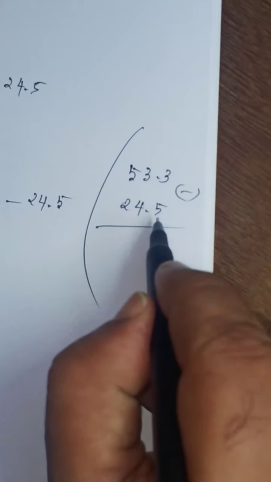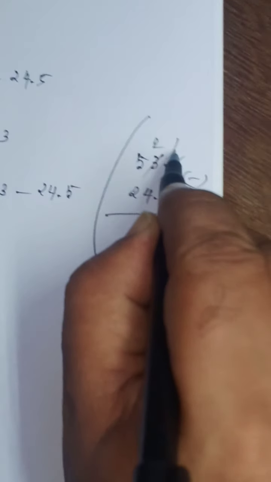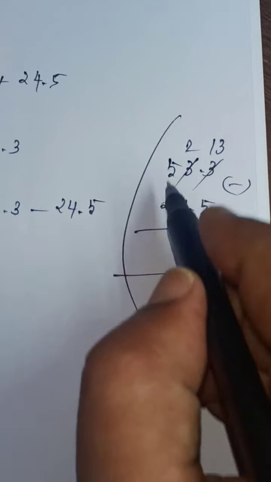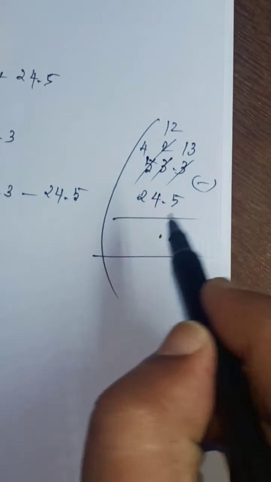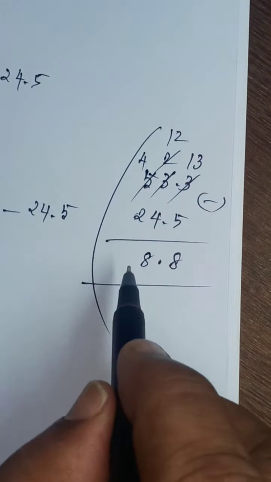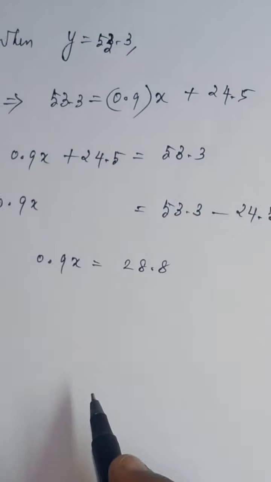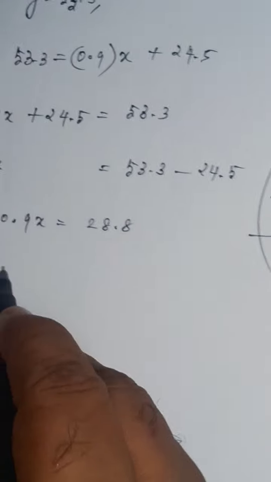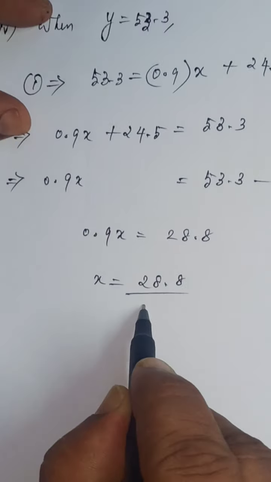3 cannot be subtracted, so you have to borrow. The 3 becomes 2 and this 3 becomes 13. You know very well, 13 minus 5, that is equal to 8, and 2 and 4, no chance of subtracting. You have to borrow once again. The 5 becomes 4 and 2 becomes 12. 12 minus 4, that is equal to 8, and 4 minus 2, that is equal to 2. 28.8. So 0.9x equals 28.8. So x equals 28.8 divided by 0.9.